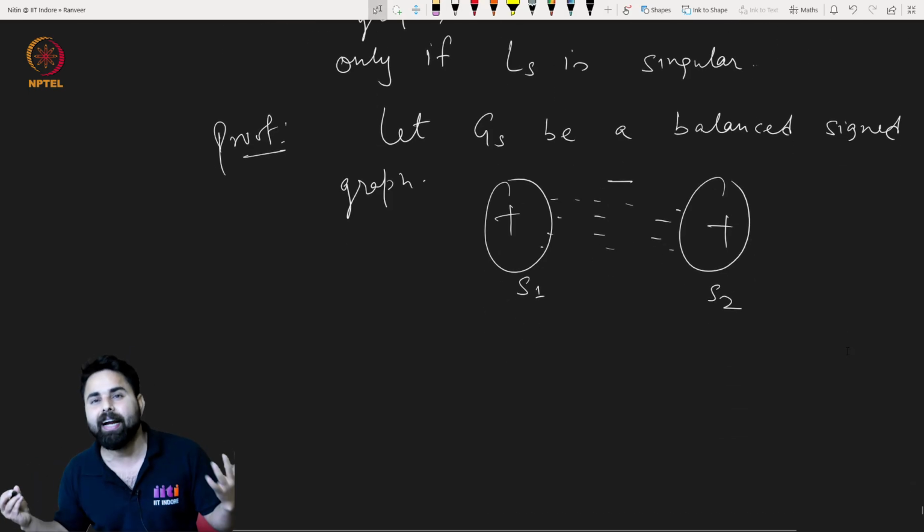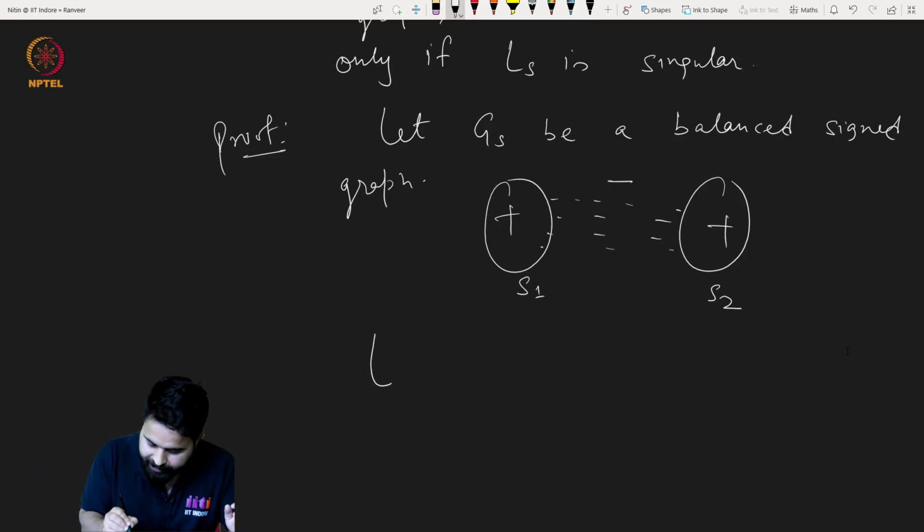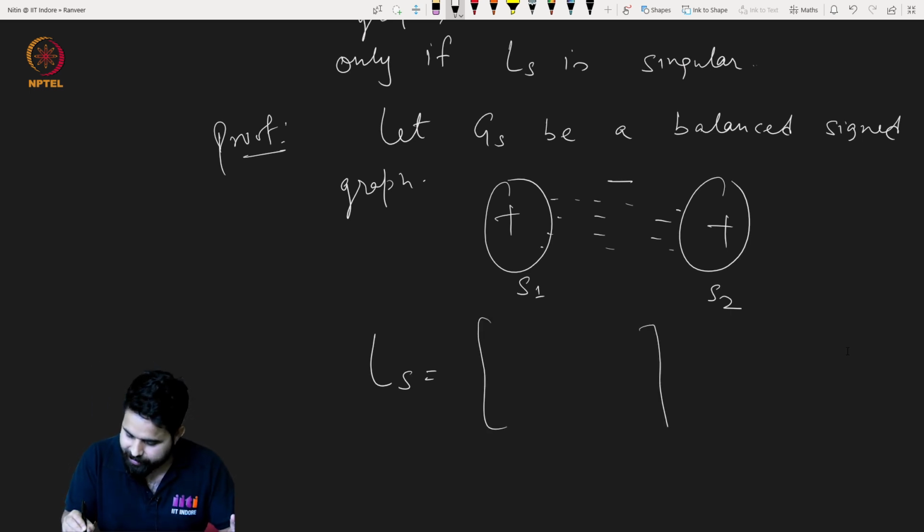So now let us write that. If you try to write down the Laplacian matrix of this, what will it be? The Laplacian matrix, denoted by LS, is nothing but this. There will be some part A, since I am partitioning, where A corresponds to S1, then P, this will be P transpose, and B.